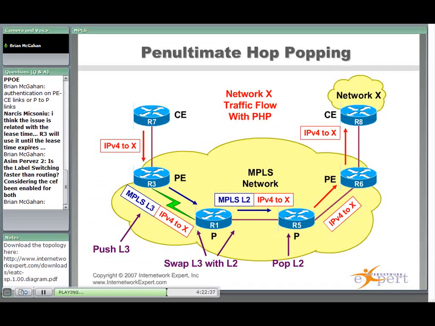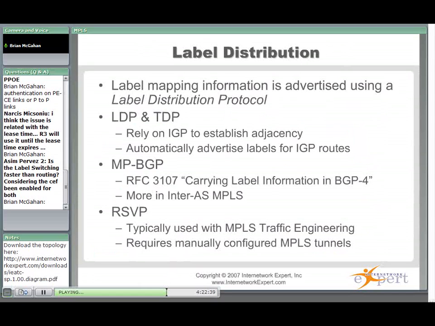Okay, so this is actually going to be by default. Once you enable MPLS on the interfaces, this is automatically going to happen. So if traffic is going from router 7 to router 8, only routers 1 and router 5 are going to be switching the MPLS packets. Router 3 is going to be doing the imposition, and router 6 is going to see just a regular IP version 4 packet.